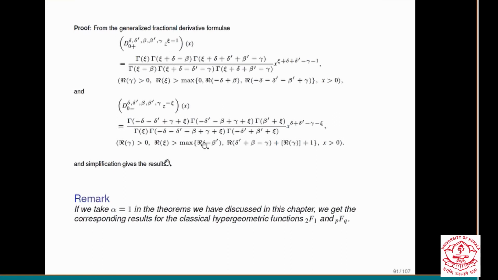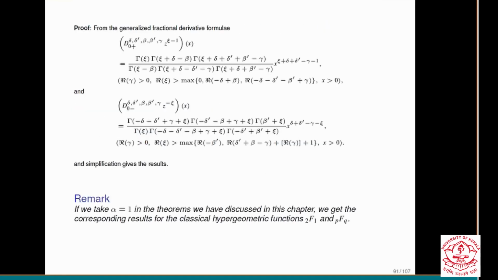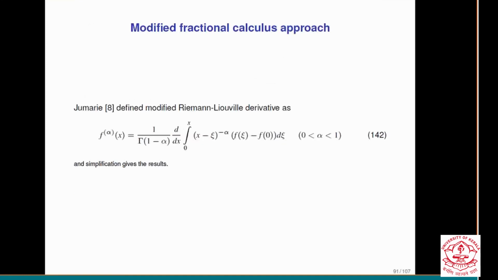So if I take alpha equal to 1 in the theorem we have discussed in this chapter, we get the corresponding result of the classical hypergeometric function 2F1 as well as pFq. Here we use some modified fractional calculus approach. Here we also use the geometric concept to obtain the result.